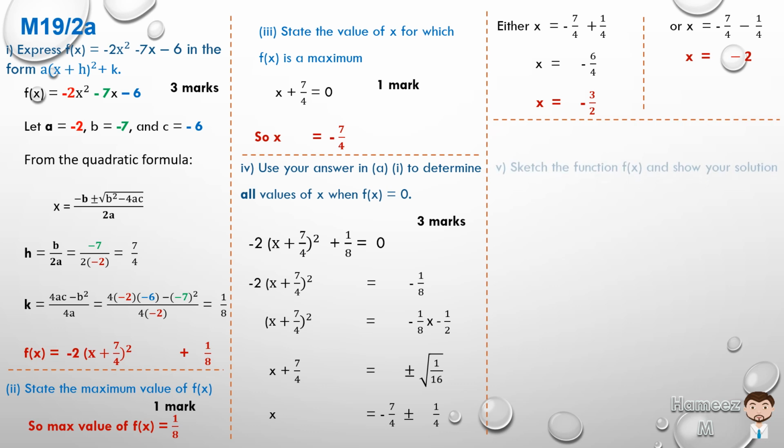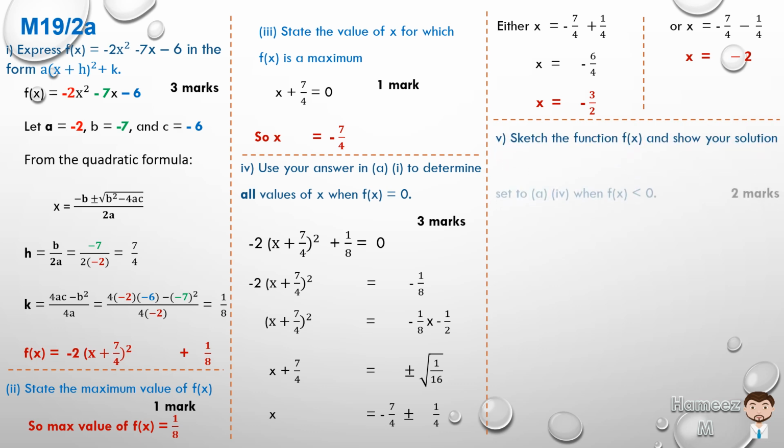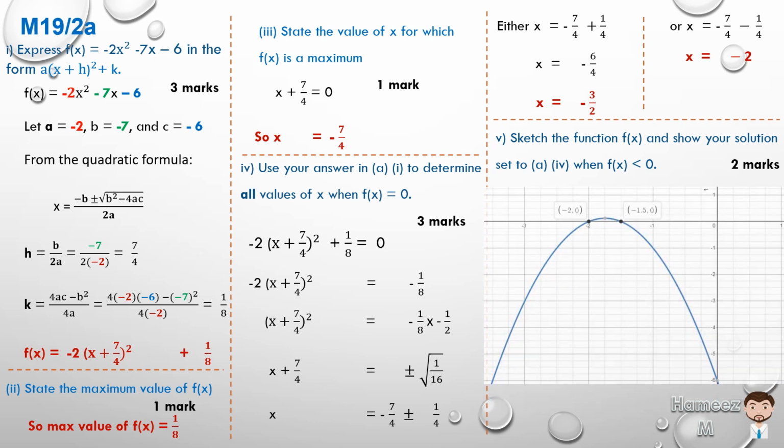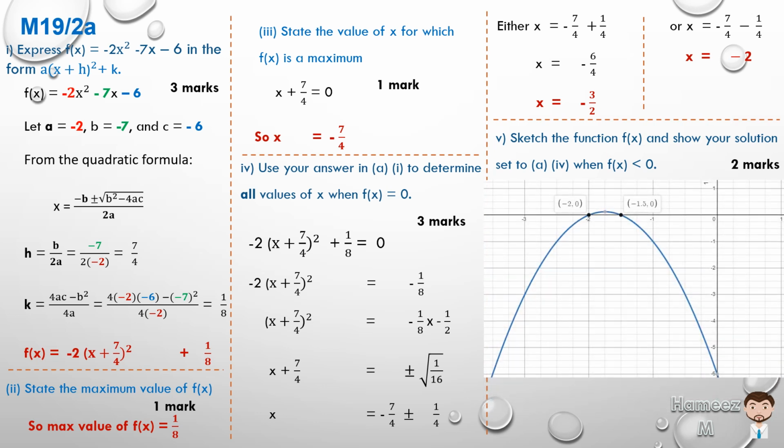Part 5. Sketch the function f of x and show your solution set to part 4 when f of x is less than 0. So we want to know when f of x is negative. So let's bring up the graph, and we see we have the two roots highlighted at minus 2 and minus 1.5 as we worked out just above, and it's cutting at minus 6.